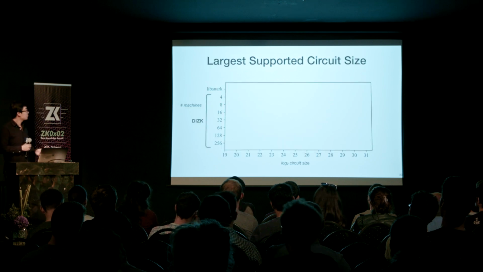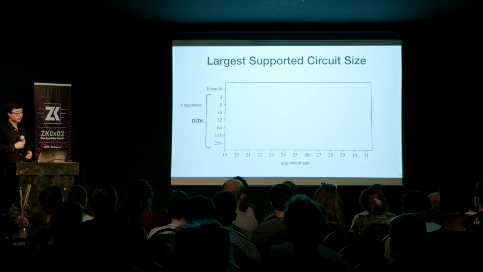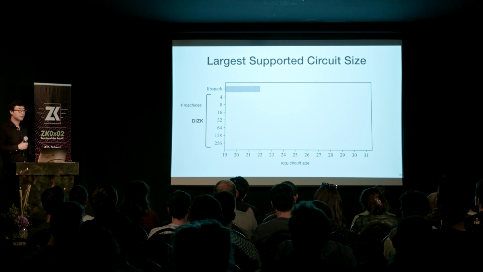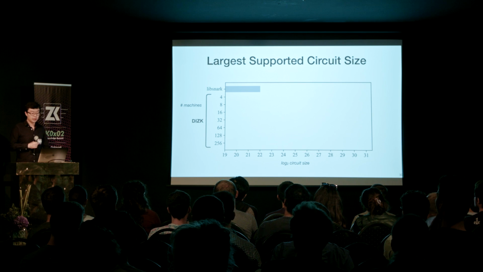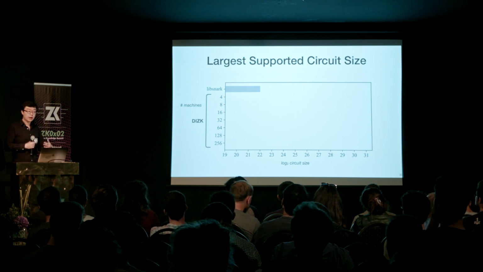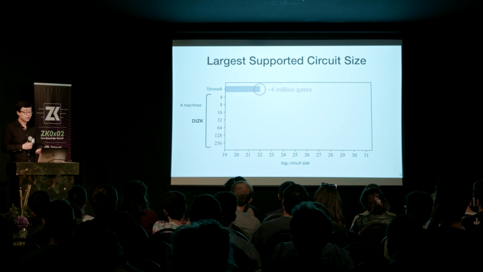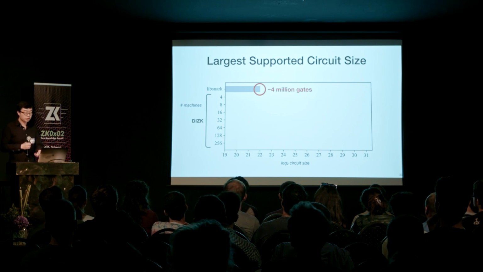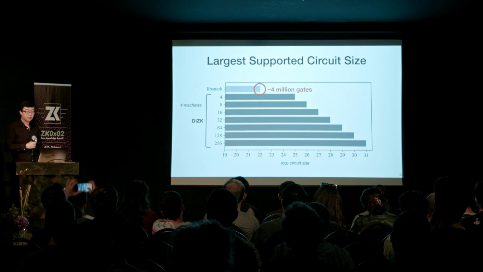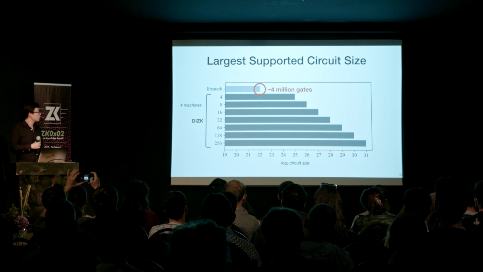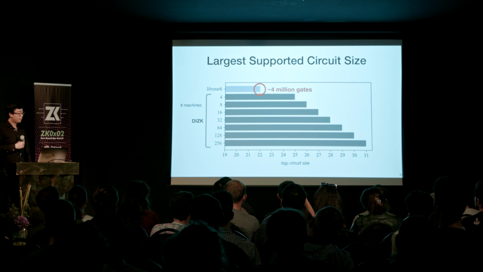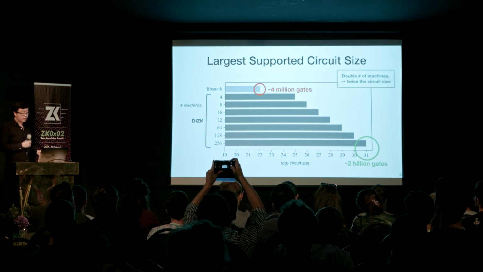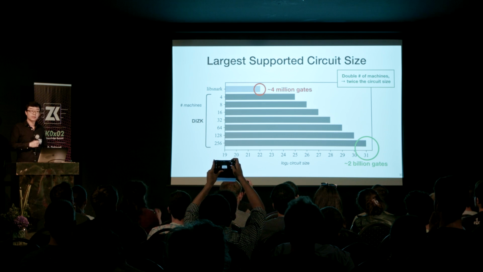In terms of the largest supported circuit size, we first evaluated this against libsnark. Libsnark is a C++ library for zkSNARKs. We profiled this in our environment and found that it would reach approximately 4 million gates. When we profiled DIZK across a different number of machines, we found that we were able to reach approximately 2 billion gates with 256 machines. The pattern that we saw here is that as we double the number of machines, we were able to support twice the circuit size.